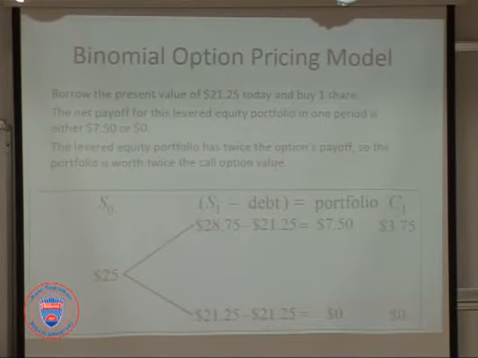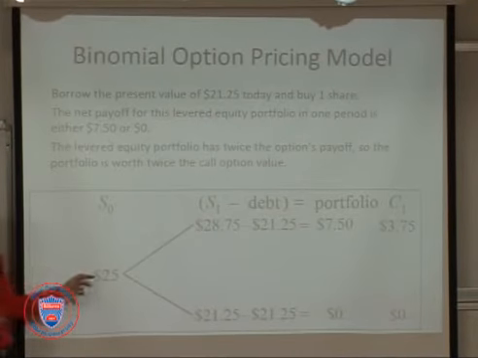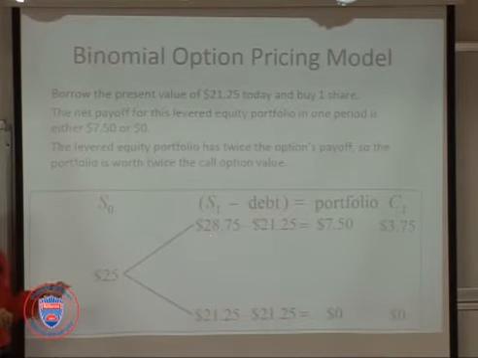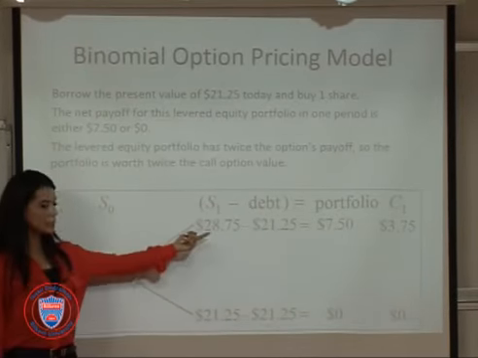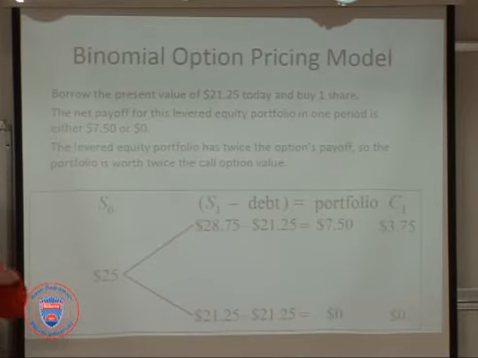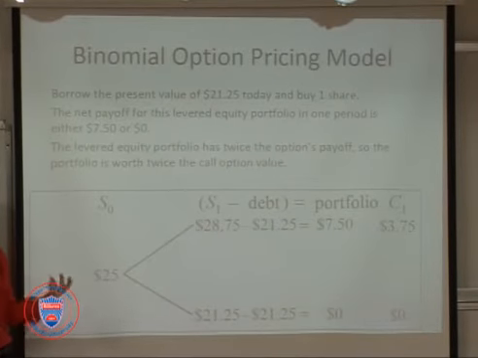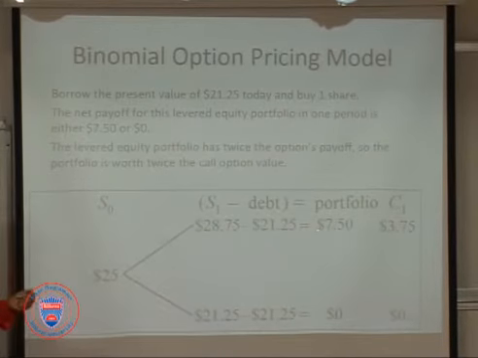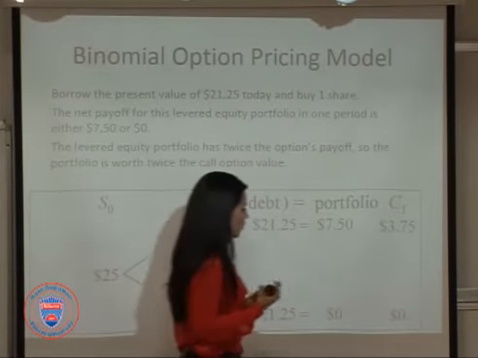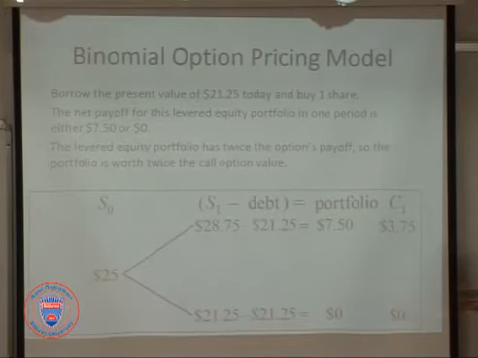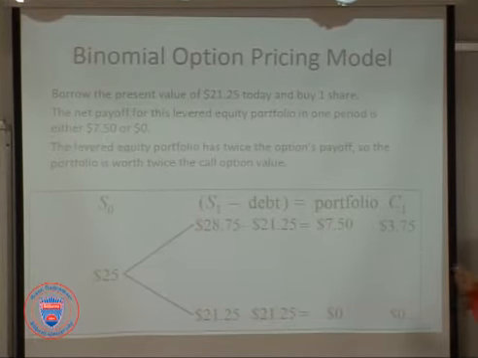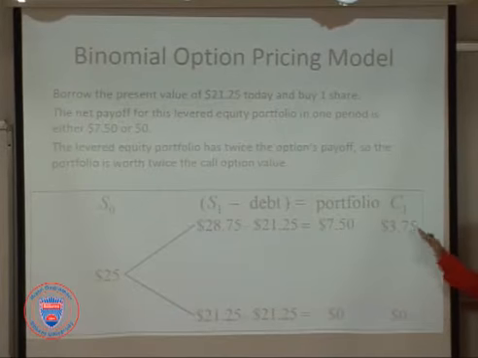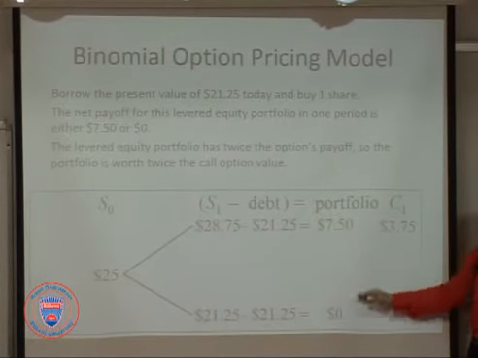So the net payoff in this case will be what? The same thing. The stock price becomes $28.75 or $21.25. Since I borrowed some money from the bank, after 1 period, I need to pay off my debt. And the value of the debt next period is $21.25. So next period, I'm paying off my debt. So my portfolio worth will be $7.50, or it's going to be 0. So when you have a call option with a $25 strike price, these are the payoffs of the call option. This is the payoff of my portfolio.